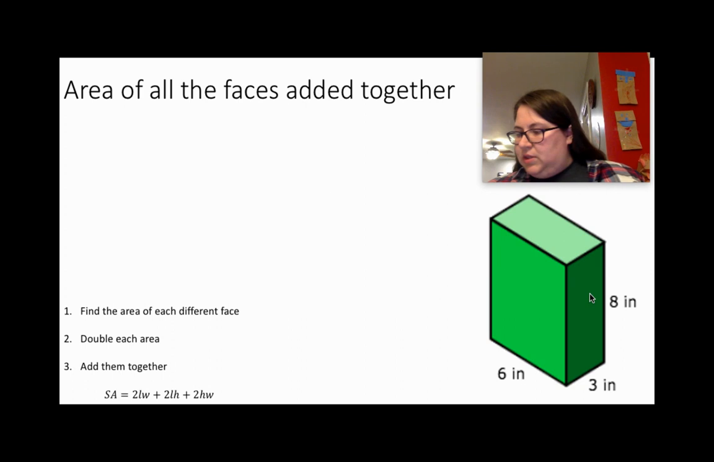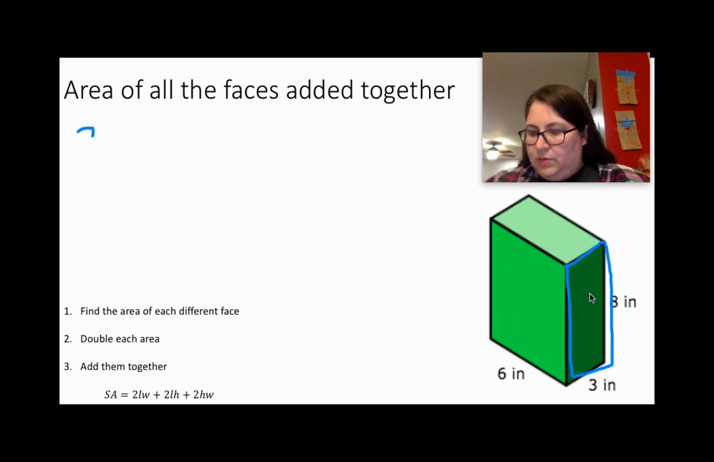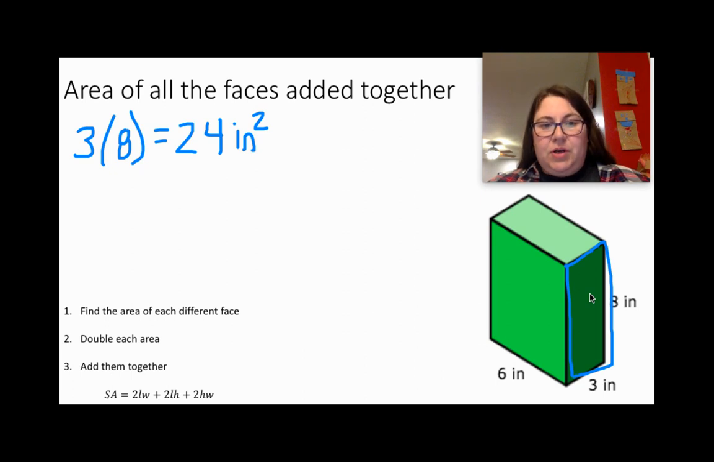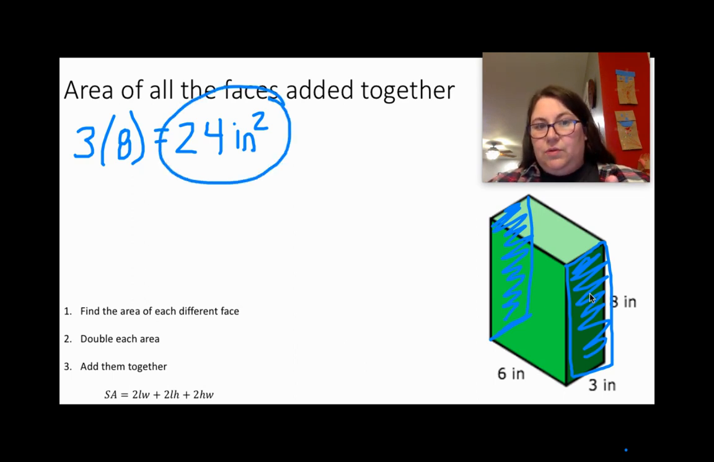Let's say I want to deal with this side first. I know this side here is going to be 3 times 8, which gives me an area of 24 inches squared. What I have to remember is that that's this side here, but that side is also the same as this part of the shape back here on the other side. So this is the area of one of the faces, but there's actually going to be two of them. We're going to do the area of one face first to make sure we've got the hang of this.